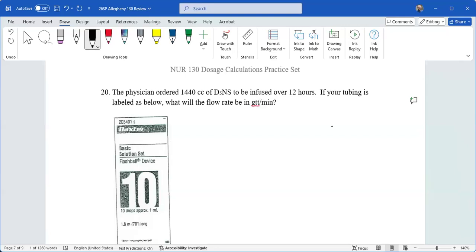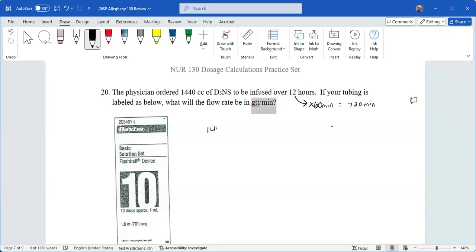So I'm going to show you the short way in which I would do this. So first of all, we know that, perfect. Thank you. We know that we're looking for drops per minute. So automatically, in my mind, I go, okay, I want to convert this to minutes. So I'm just going to multiply by 60 minutes, which gives me 720 minutes, right? So 12 times 60 is 720.